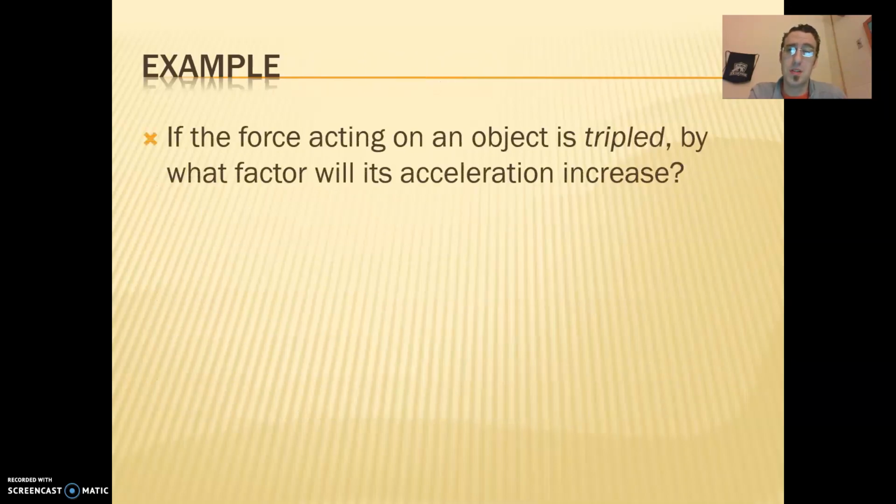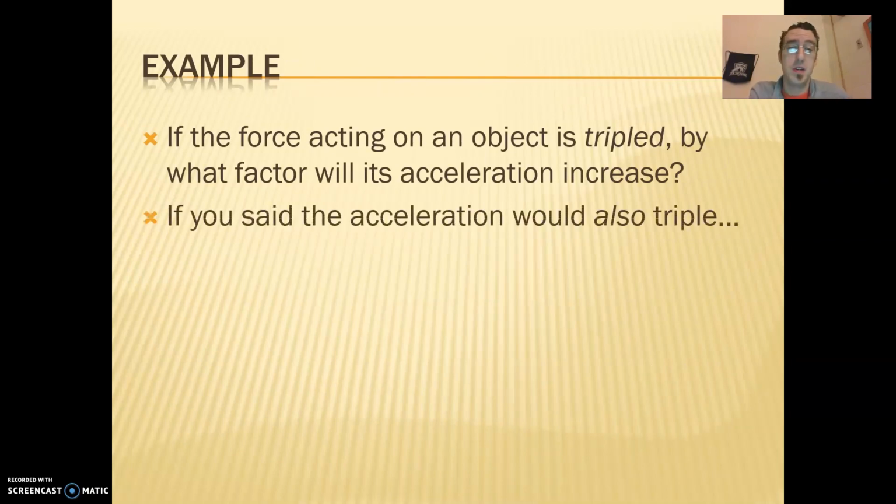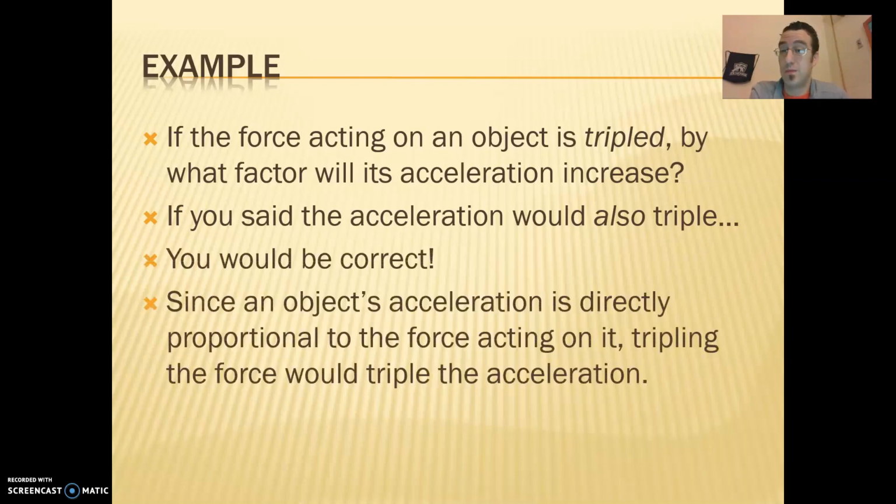So for example, let's say the force acting on an object is tripled. By what factor will its acceleration increase? If you said the acceleration would also triple, that's actually correct. A direct proportionality means if you double one, you double the other. If you triple one, you triple the other, and so on.